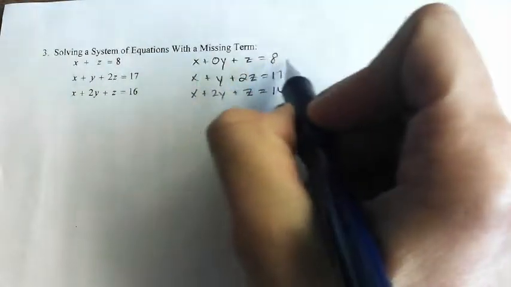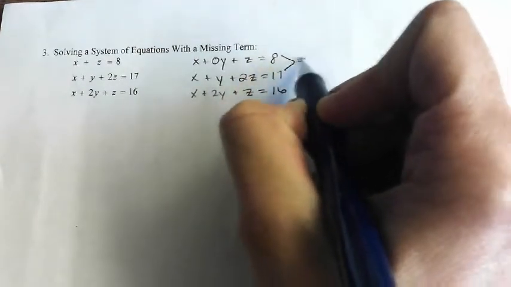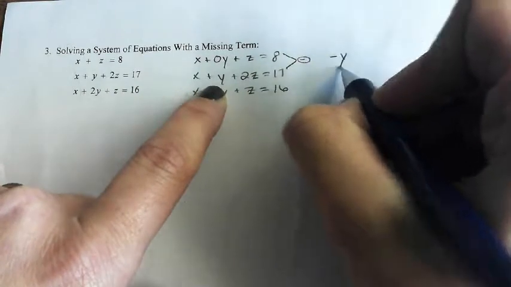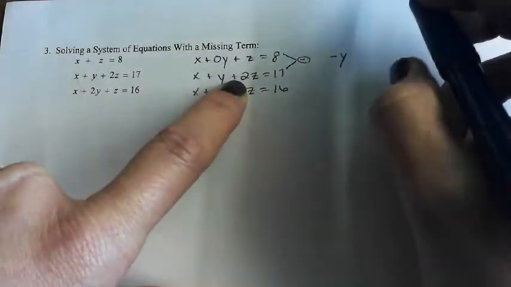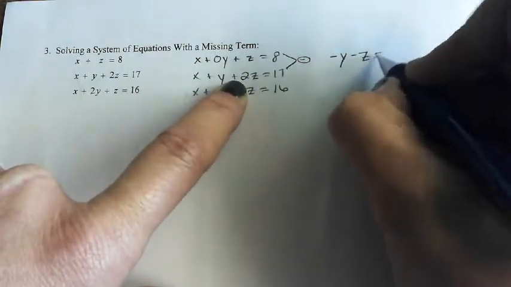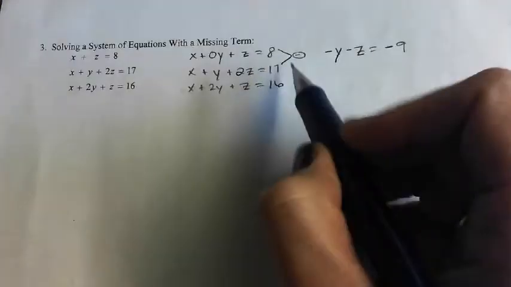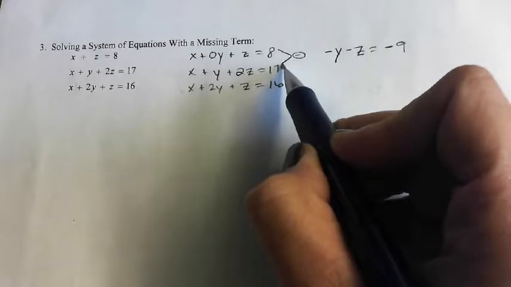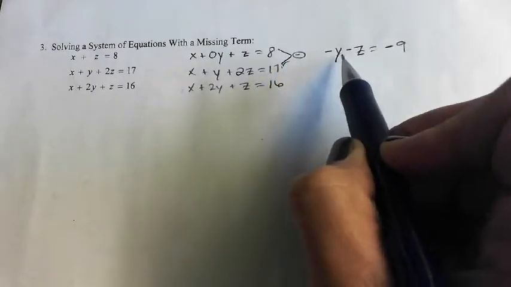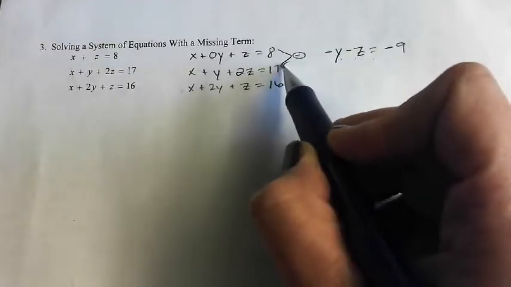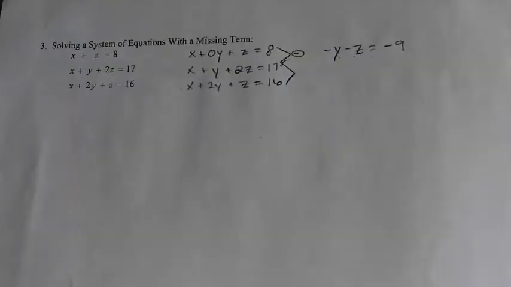So on the first two, I'm going to subtract. So I got 0 x's, negative y's. 1z minus 2z is negative z. 8 minus 17, negative 9. I hate that equation, but I'm going to fix it in a minute, I think. I would just make that y plus z equals positive 9. But I'll keep it like this for those of you who don't necessarily want to go down that route.